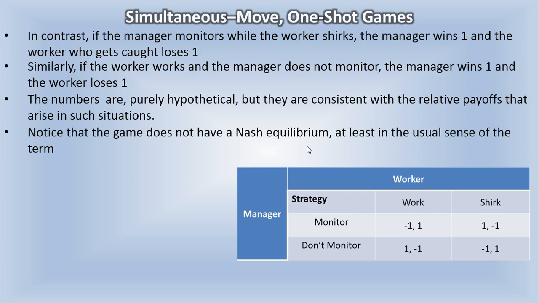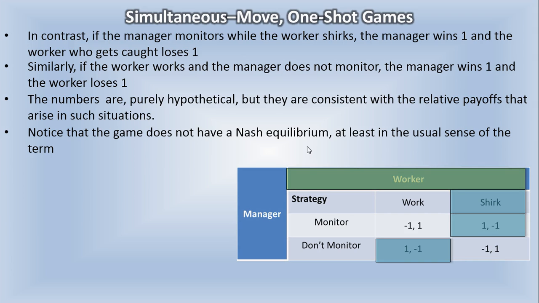So notice that the game does not have a Nash equilibrium, at least not in the usual sense of the term. To identify that, in response to the worker choosing to work, the manager could either monitor or not monitor, and obviously they would choose to not monitor. In response to the worker shirking, the manager can either monitor or not monitor, and obviously they would choose to monitor. So the manager does not have a dominant strategy.